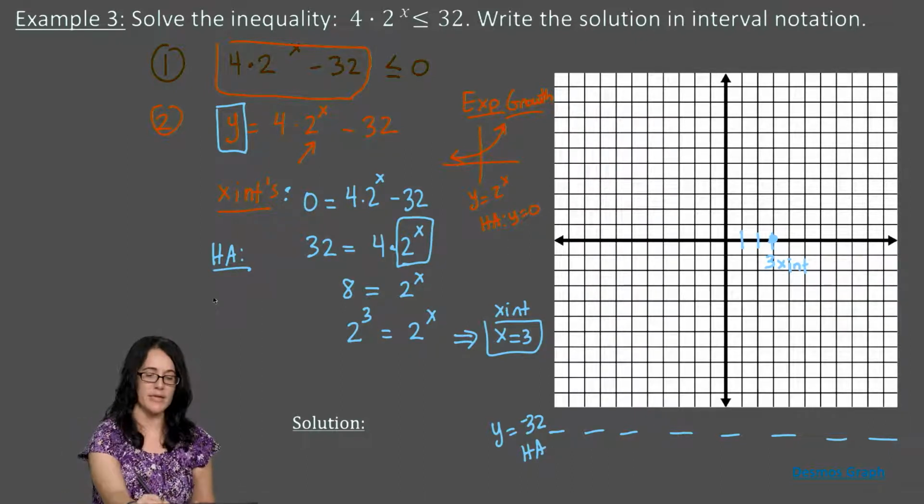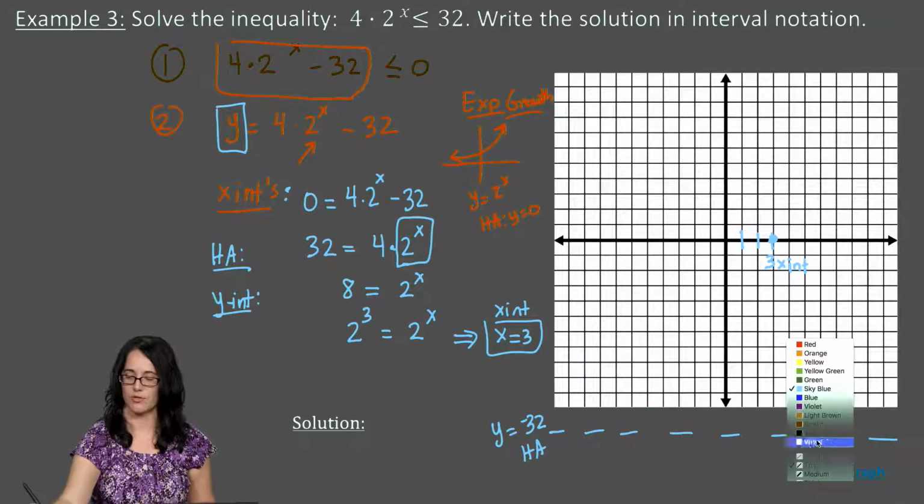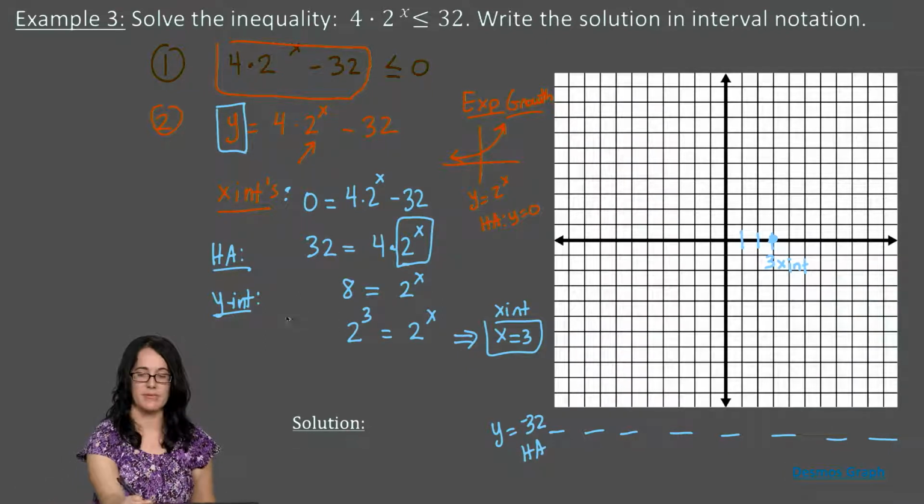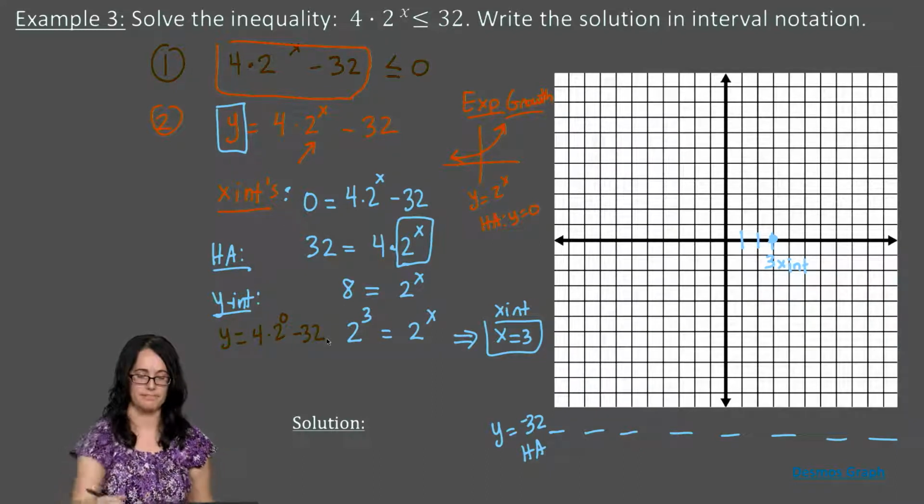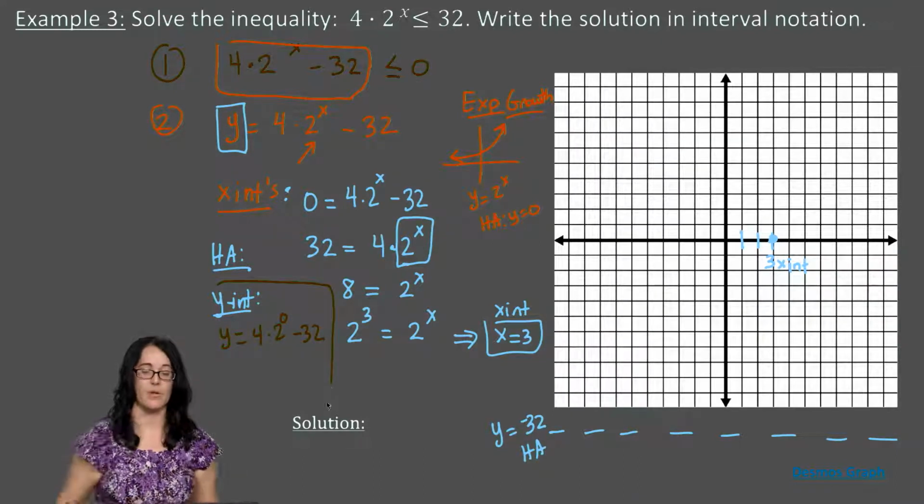If you really wanted to get a y-intercept, you could, to get a better sketch, right? For the y-intercept in this case, let x be 0. And that would mean that you'd have y equals 4 times 2 to the 0 power minus 32. What would that mean? Well, 2 to the 0 is 1. 4 times 1 is 4. And 4 minus 32, what do we get there?